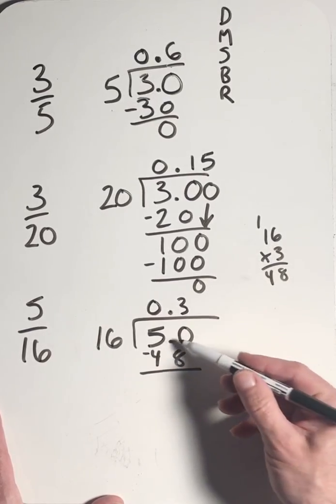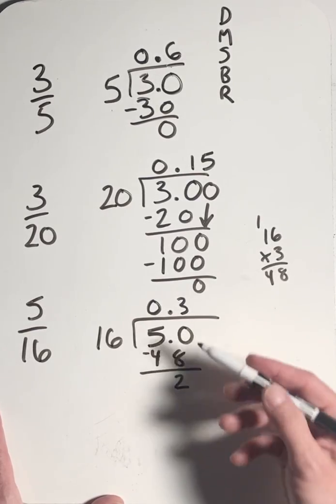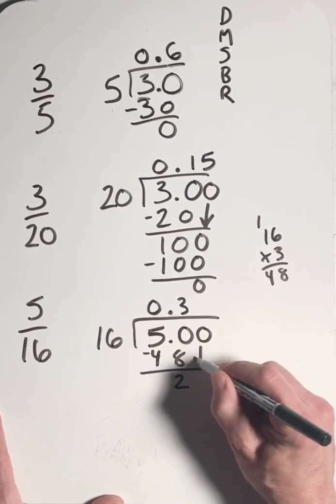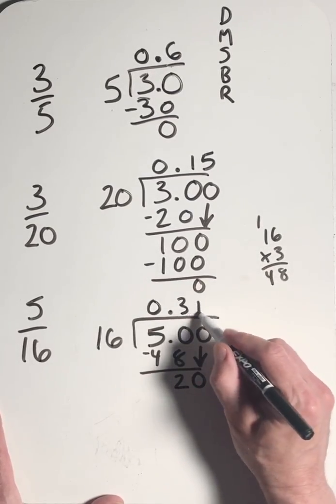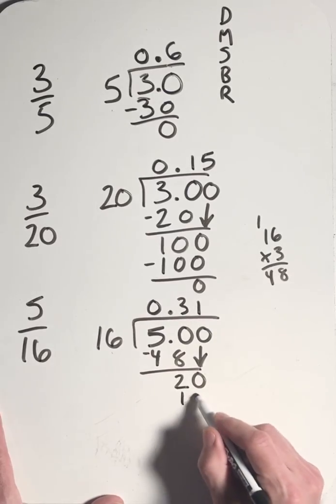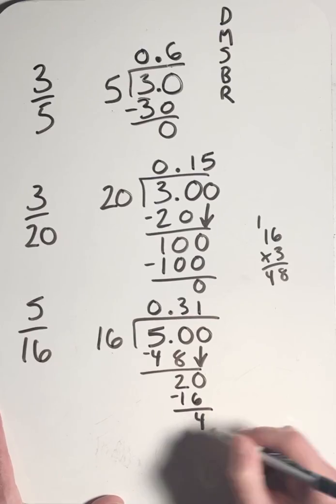Now I'll subtract. 50 minus 48 is 2. I need to bring another number down. There isn't one, so I can just make a 0 there and bring that down. 16 does go into 20 1 time. 16 times 1 is 16. When I subtract, that gives me a 4.